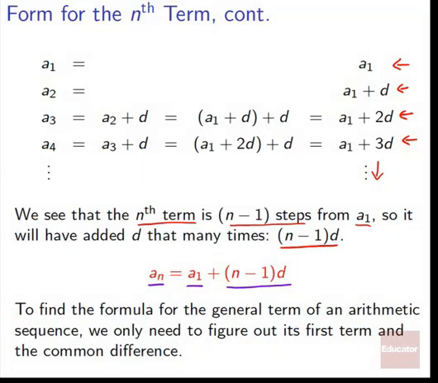Thus, to find the formula for the general term of an arithmetic sequence, we only need to figure out the first term, a1, and the common difference, d. With those two pieces of information, we automatically have the general term. We automatically have that nth term formula. Pretty great.